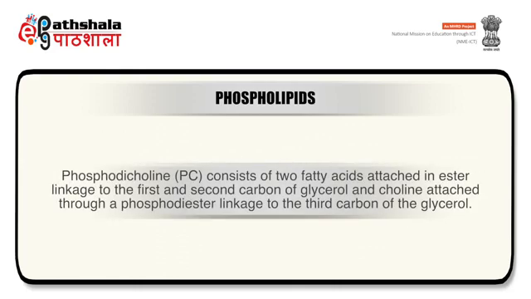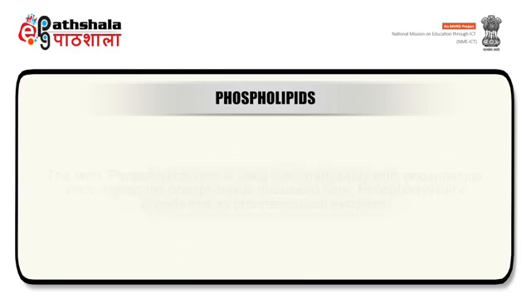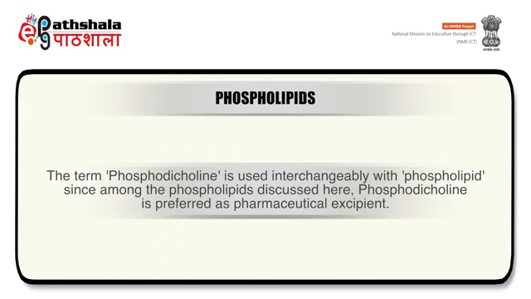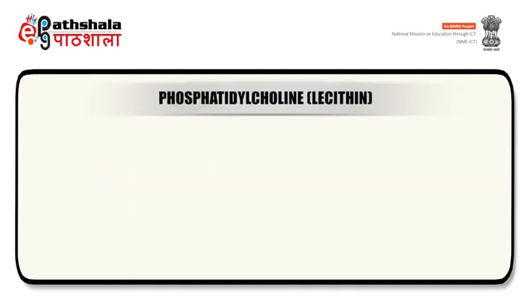Similarly, phosphatidylcholine, also known as PC, consists of two fatty acids attached in ester linkage to the first and second carbon of glycerol and choline attached through a phosphodiester linkage to the third carbon of the glycerol. The term phosphatidylcholine is used interchangeably with phospholipid, since among the phospholipids discussed here, phosphatidylcholine is preferred as a pharmaceutical excipient. Hence, we will discuss briefly phosphatidylcholine, which is also called lecithin.